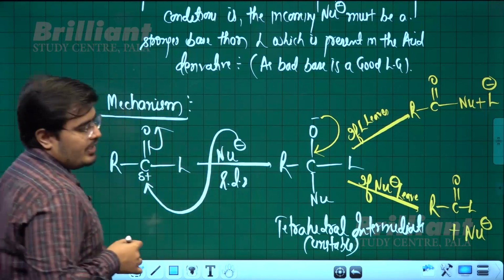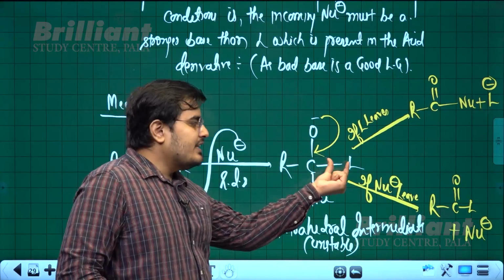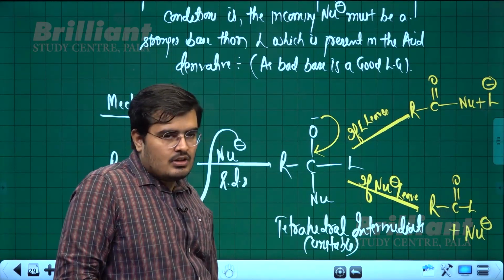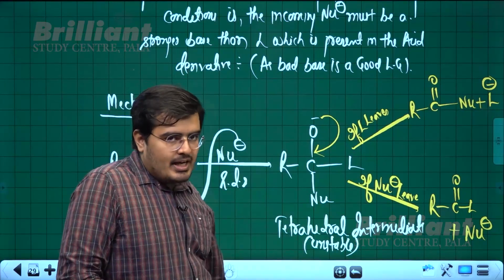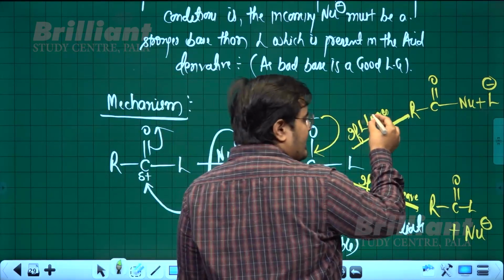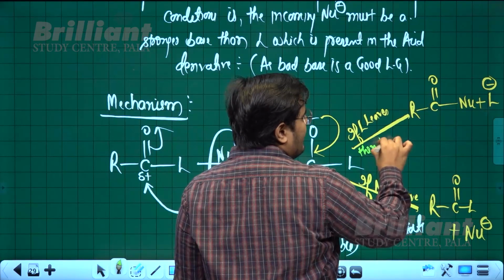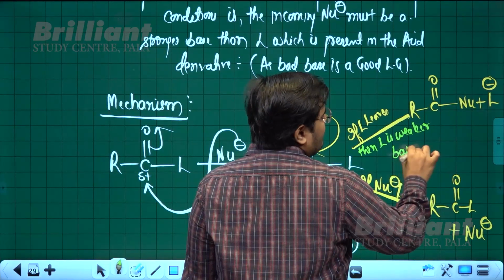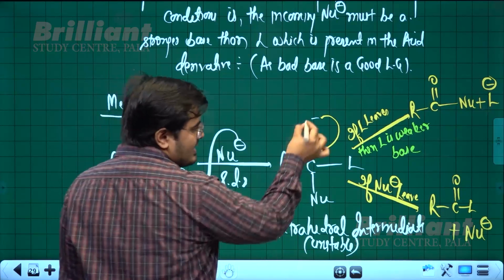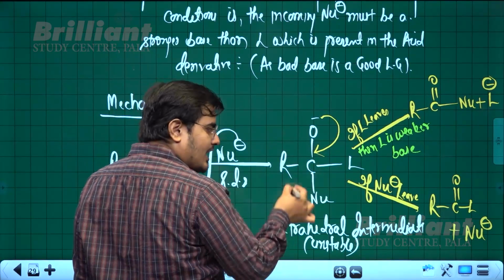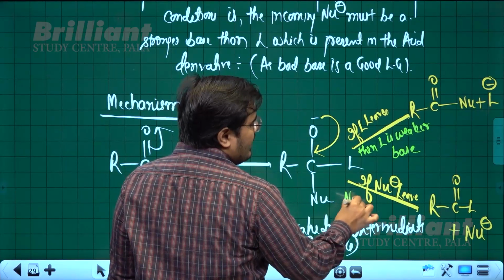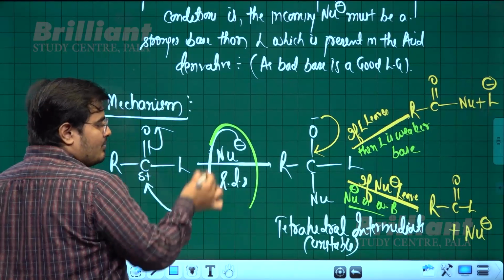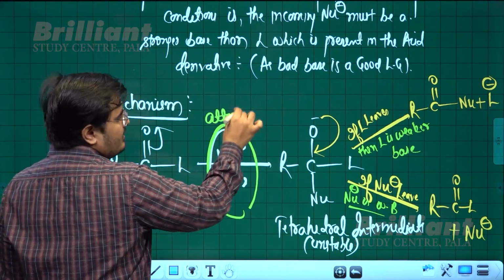So what I was trying to tell you here is, who is going to leave from here will depend on who is a good leaving group, and a good leaving group happens to be a bad base. That is, if L leaves, then it means L is a weaker base, as weaker bases are good leaving groups. Whereas if from this tetrahedral intermediate Nu itself leaves, that means Nu minus is a weaker base. You just see Nu minus is actually the attacking reagent.